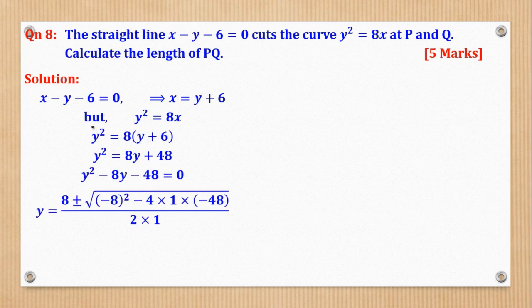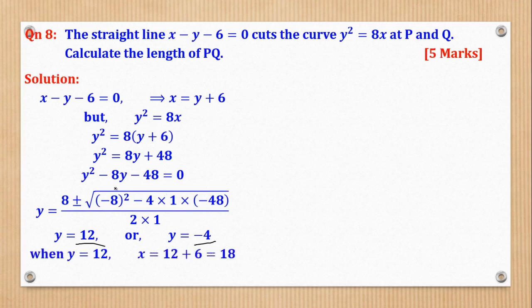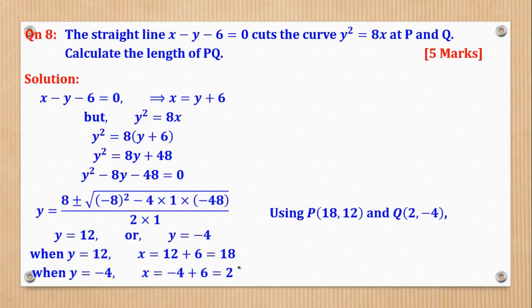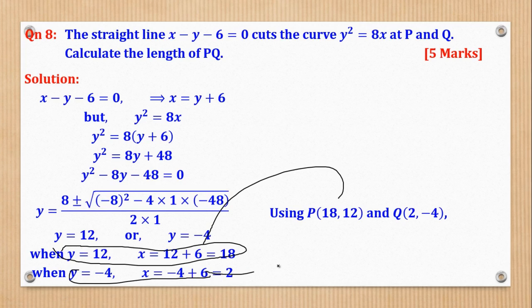So I've used the bulldozer method. Therefore y is 12 or y is negative 4. When y is 12, come back here and get the value of x. Still when y is negative 4, come back here and get the value of x. So that means that one point can be Q and the other one is P. So if this is P, in this case this is P and this is Q.